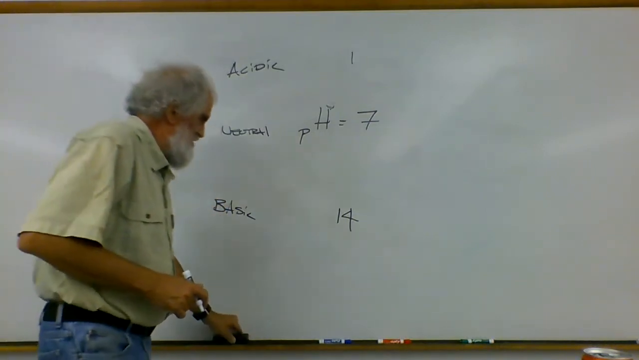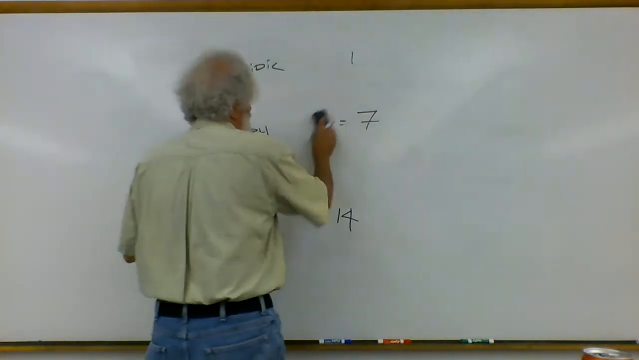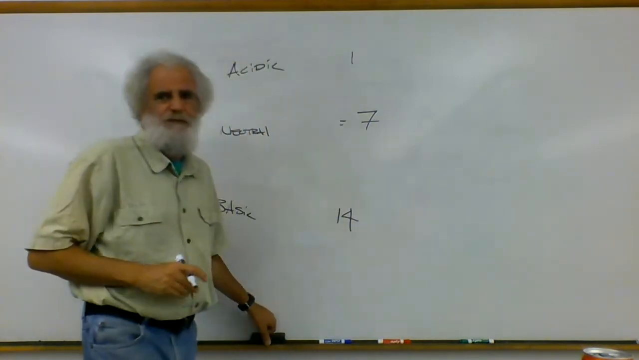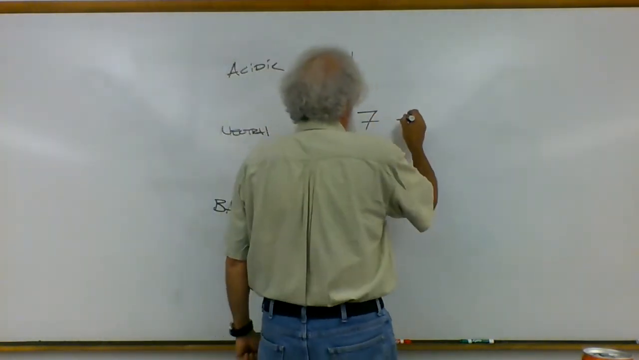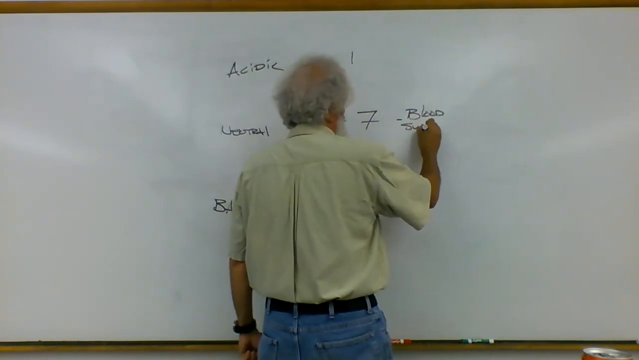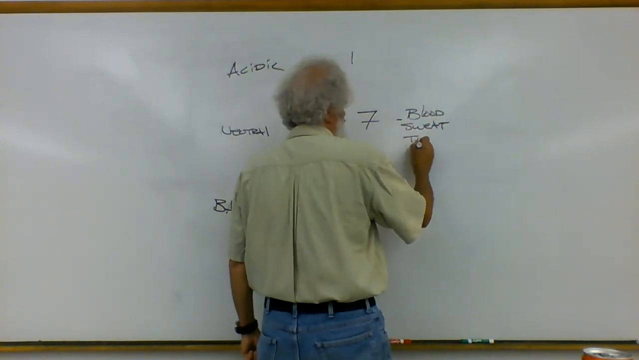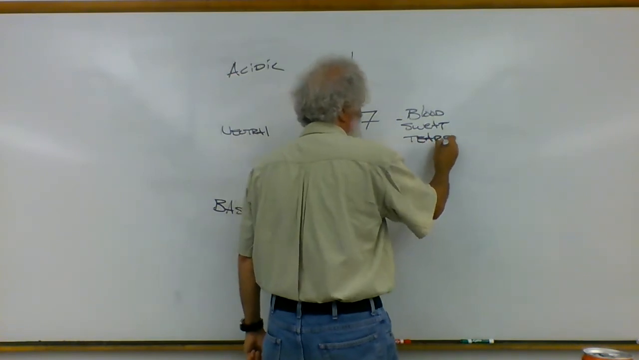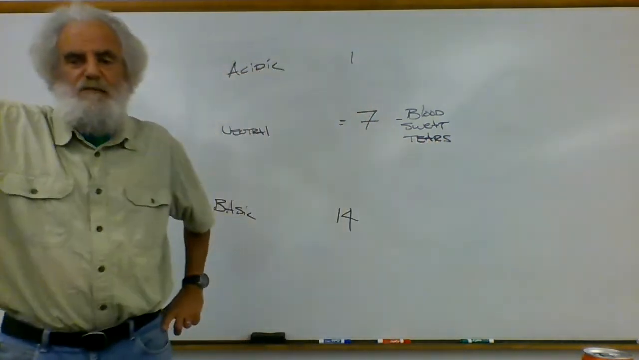All right, just as an example, around pH 7, we got things like blood, sweat, tears, lots of body fluids.